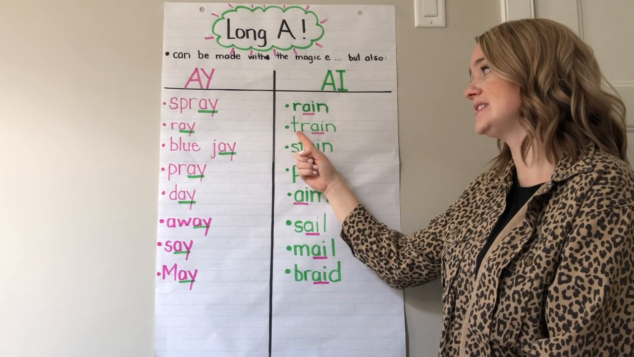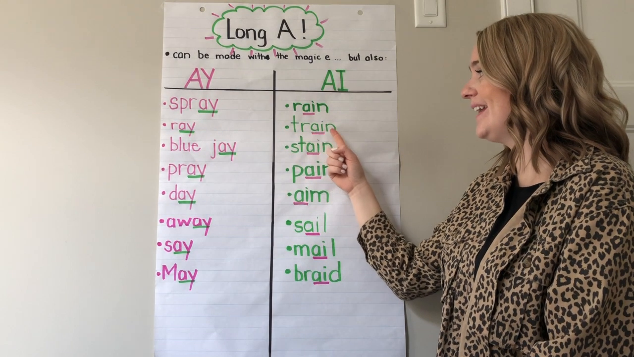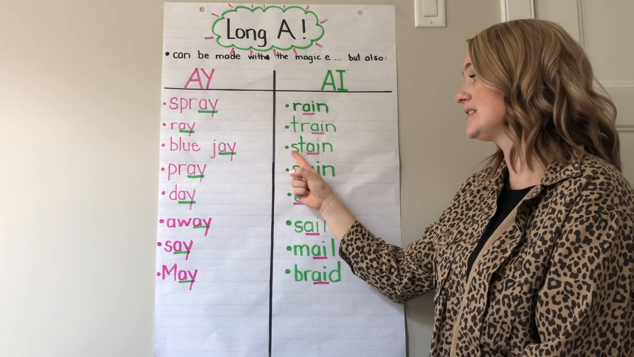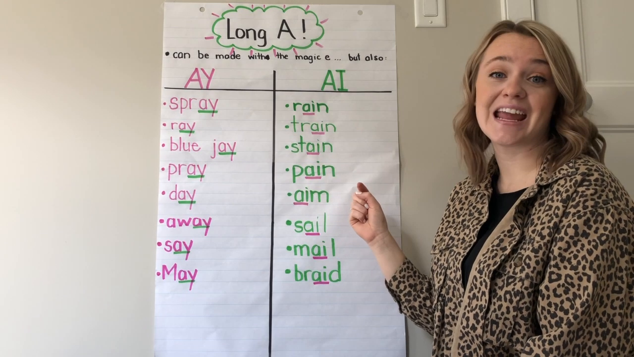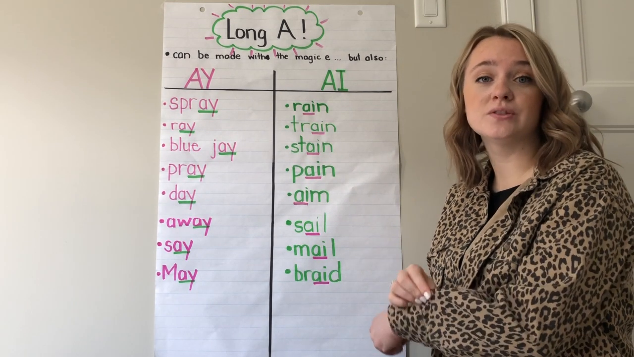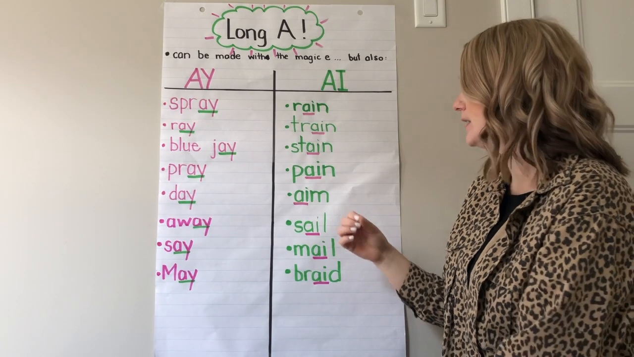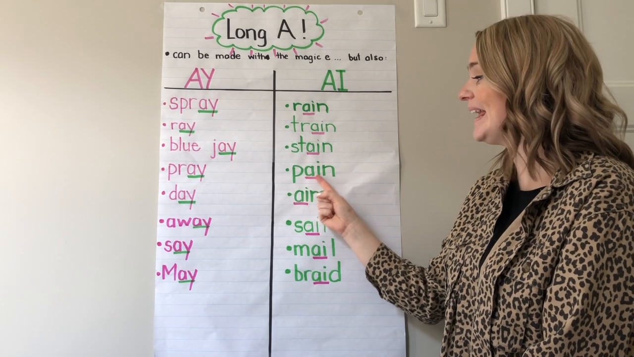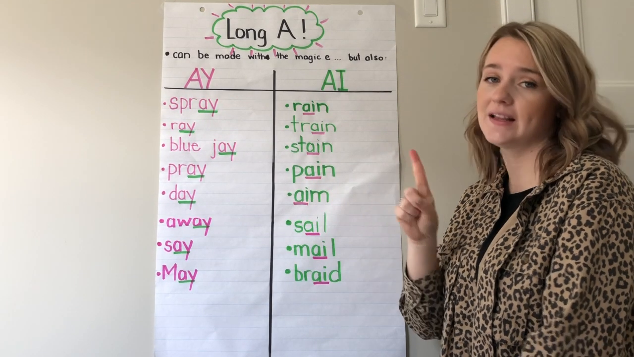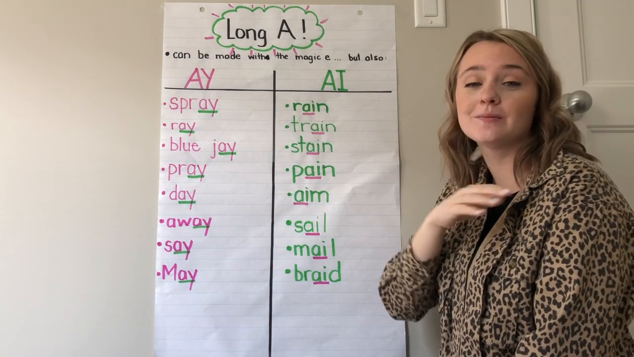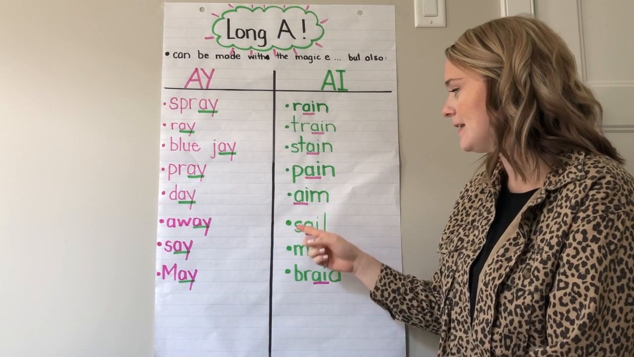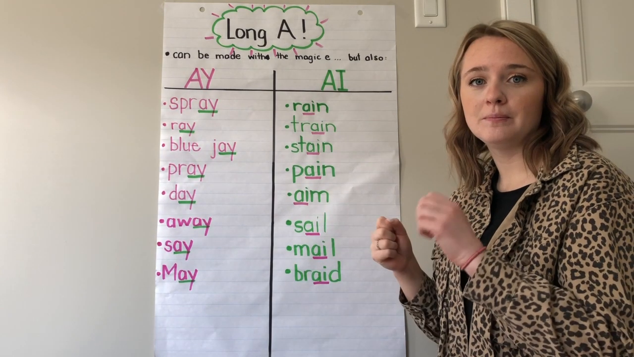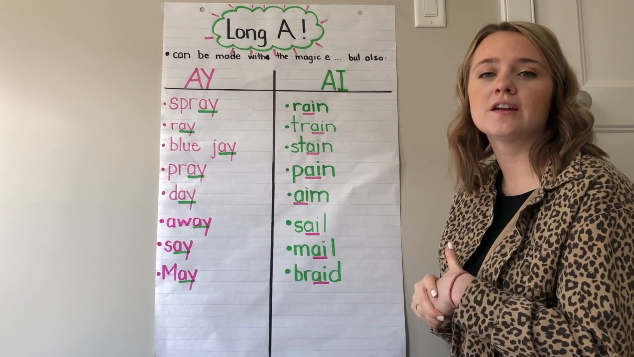Next, we have another blend. It's T-R, tr-a-n, train. The next one is another blend, st-ain, stain. Like if you were to get juice on your shirt and it maybe stains it. Next is p-ain, pain. This is the one that I thought of that has A at the beginning, and I'm sure there's others, I just couldn't think of any today. But it's aim. Like if you were to be using a bow and arrow and you were aiming it at a bullseye.